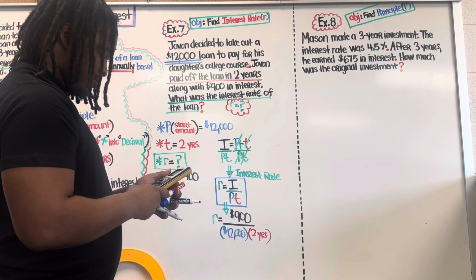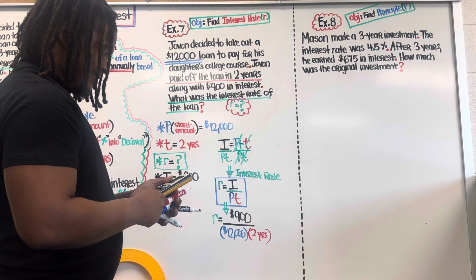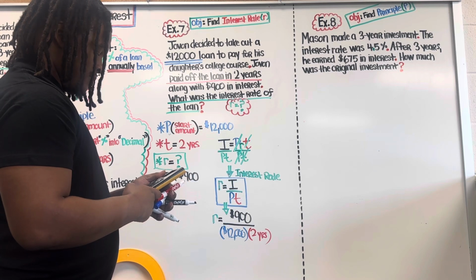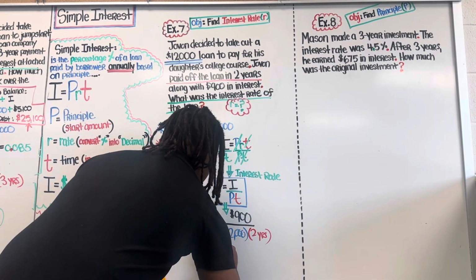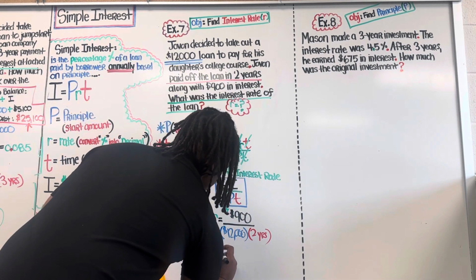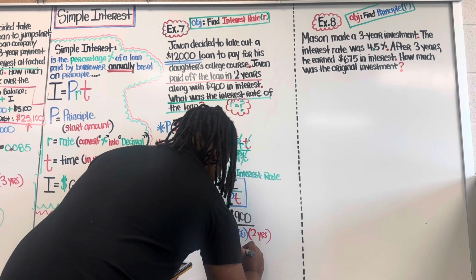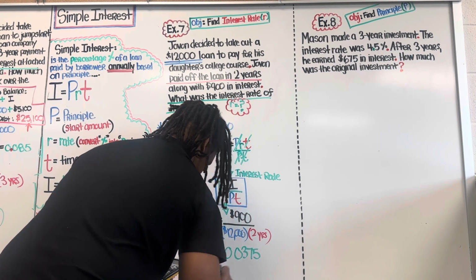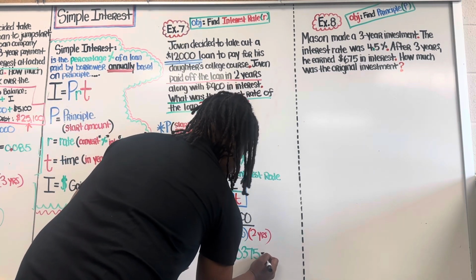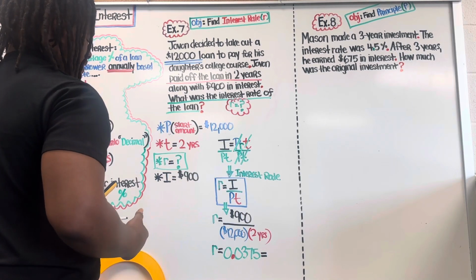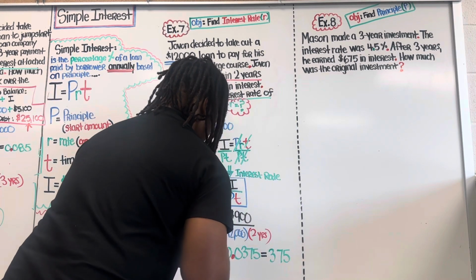So 12,000 times 2 is 24,000, right? And then I'm going to do 900 divided by 24,000. And that's going to give me this. R equals a decimal of 0.0375, okay? And that is equivalent to the percent or interest rate of 3.75%.